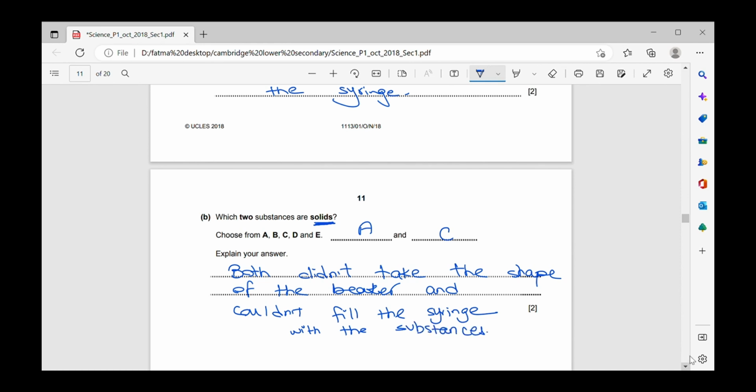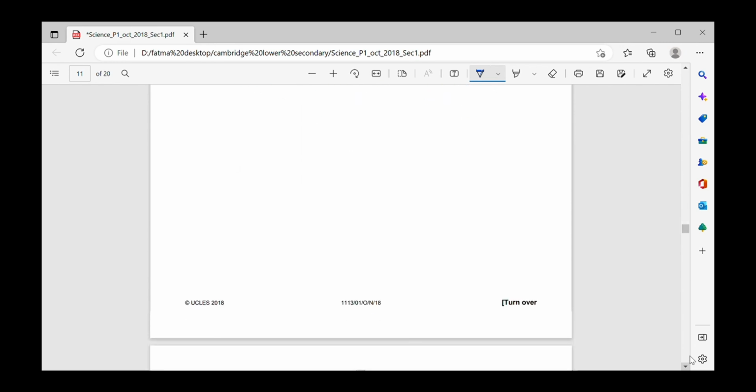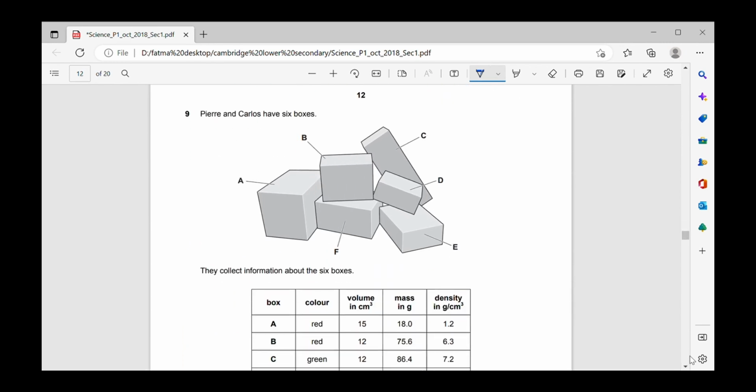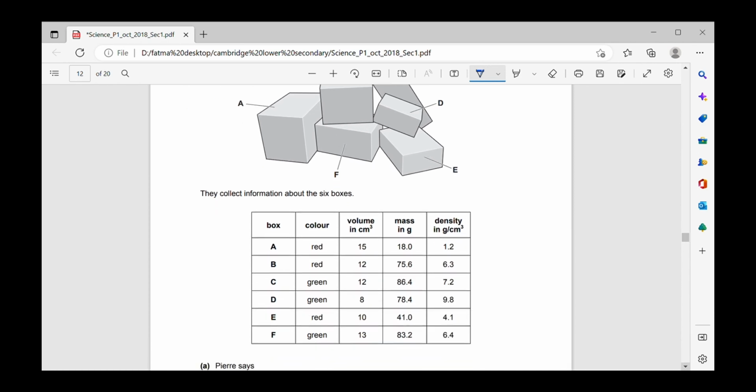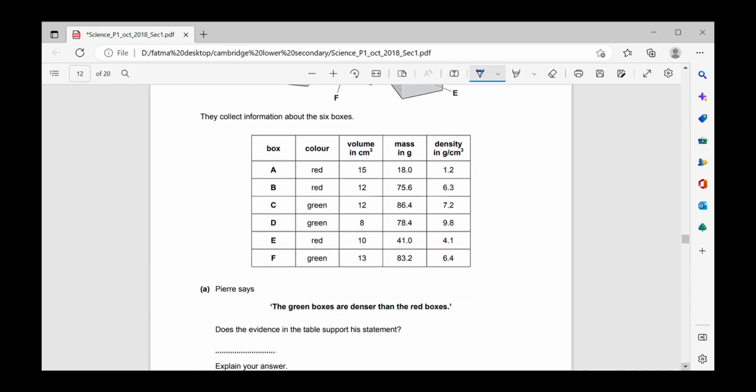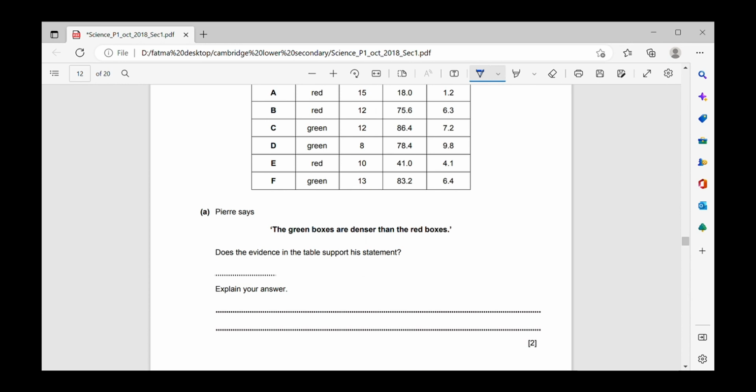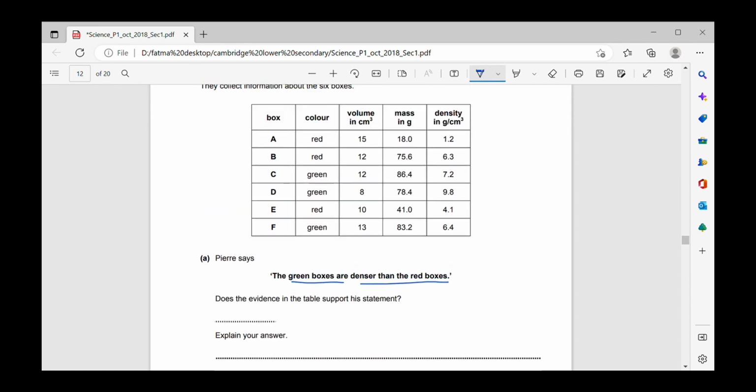Next question. Question 9. Pierre and Carlos have 6 boxes. They collect information about the 6 boxes. We have here box A, B, C, D, E, and F. And here we have colors, volume, mass, and density. Pierre says the green boxes are denser than the red boxes. Does the evidence in the table support this statement?